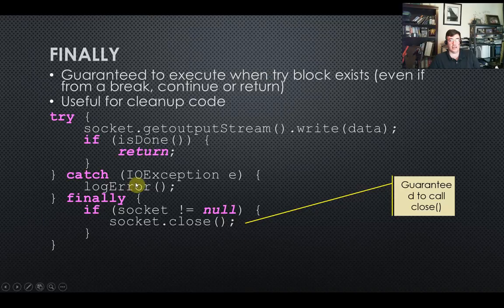We're also catching an IOException, and if we get one, we're going to log the error. And that too, after logging the error, guarantees to call the code in the finally block. So what does the finally block do? If socket does not equal null, socket.close.